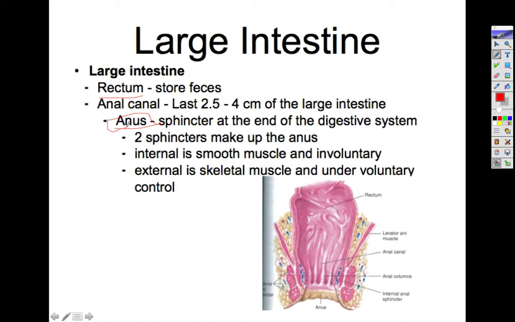Your anus is sealed by a sphincter at the end of your digestive system. There are actually 2 of them that make up your anus. You have an internal and an external. The internal one is composed of smooth muscle, which means you have no control over it. It's an involuntary muscle that functions as a reflex to feces being there. Your external is skeletal muscle, and this is the one that you have control over, and you have the ability to contract and keep things inside of you or relax and let things out. But that is your external sphincter there. And those are the two sphincters that make up your large intestine.